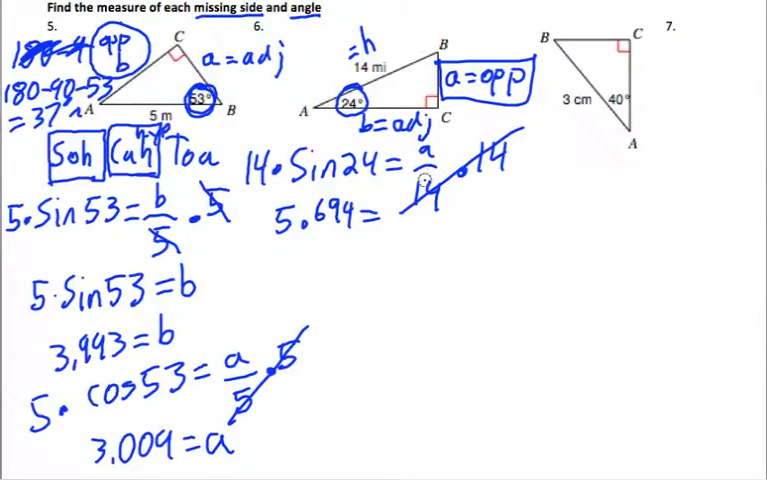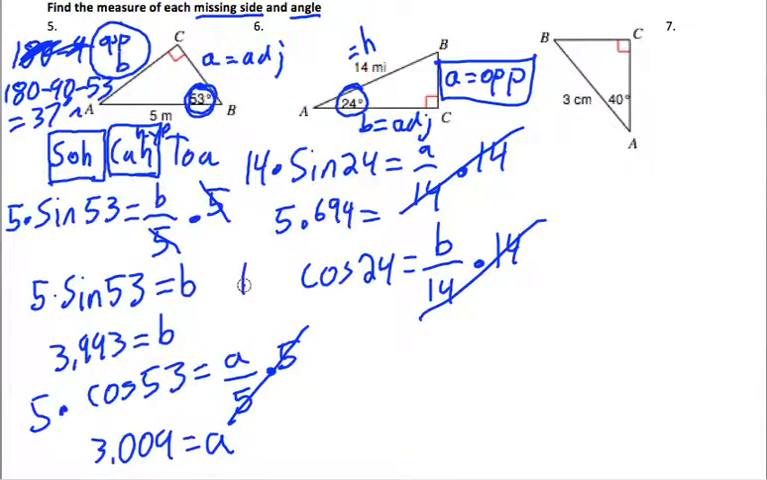Okay, let's do the adjacent. So if we want adjacent, it's either CAH or TOA. And since we know the hypotenuse, that narrows it down to using CAH or cosine. So cosine 24 is b over 14, because we've labeled our adjacent side b. And then once again, we want to multiply to isolate b. And we just multiply on the left to keep that operation balanced. And what we get for b, when you multiply this out, is 12.790.